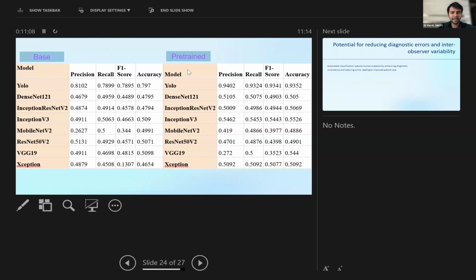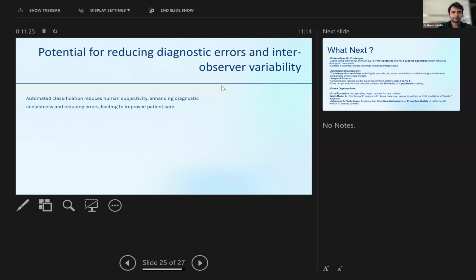So if we see the pre-trained one, we can see the accuracy of YOLO has reached around 94% if it was a pre-trained model. So we compared both the pre-trained and the baseline model, which was not trained with images. The precision here was 81, but here the precision was 94%.